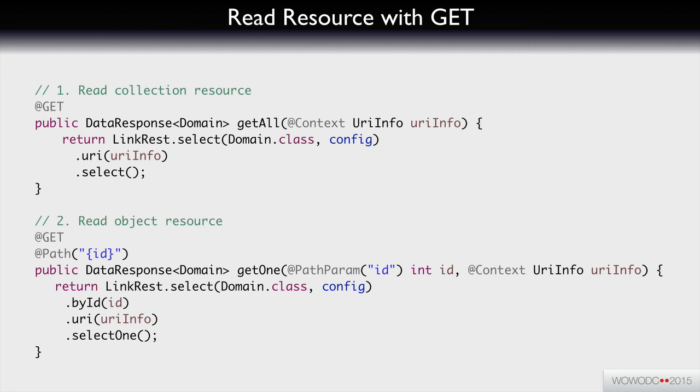So we have a special method in this LinkRest chain, byId, and we have a selectOne method that underscores that we're selecting one object. So if there's nothing there, it will return 404, as opposed to the first example. If the list of domains is empty, it will return 200 with an empty list. So this is how you get your data.